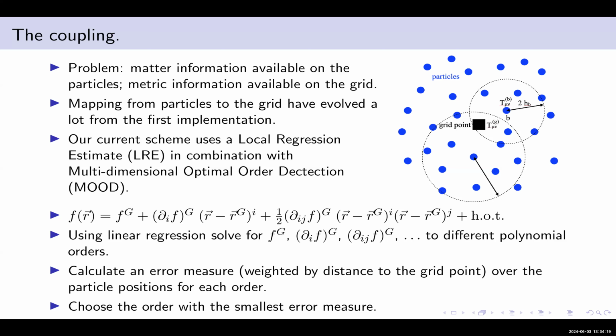But the main idea is fairly simple. You have a grid point here, and you have a bunch of particles around it. What you can do is expand the quantity that you know at all the particle locations in a Taylor expansion around the grid point. So you get the quantity is equal to the quantity at the grid point plus the derivatives at the grid point times the distance, and so on. And then because you have more particles than unknowns, the unknowns here are the value at the grid point and the derivatives at the grid point.